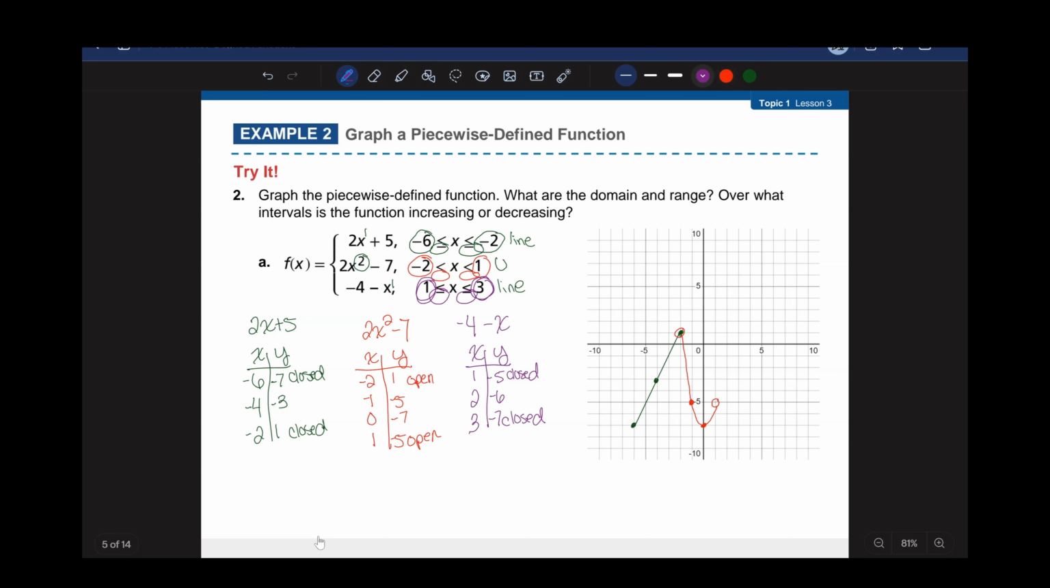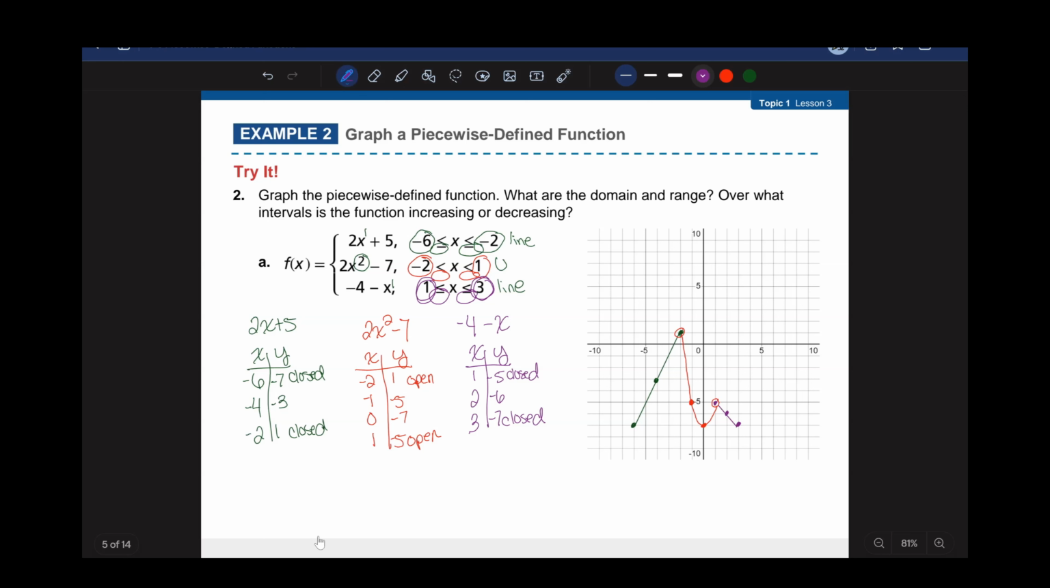And then we have our third graph, which has a closed circle at 1, -5. I'm just going to put that in there. 2, -6, and then a closed circle at 3, -7. And then again, I'm ready to draw that in.